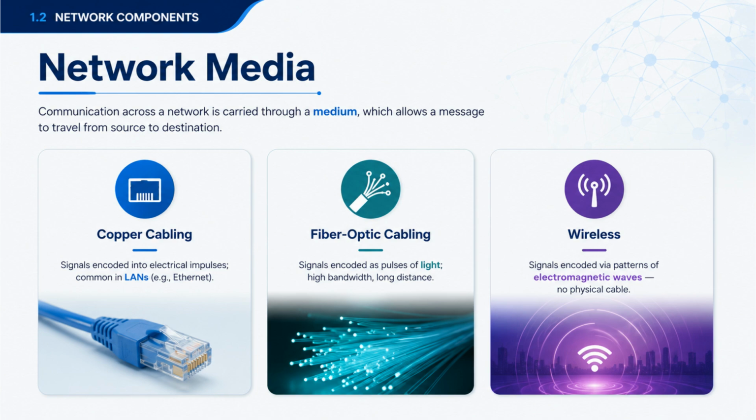Three media types carry the signal: copper, fiber, and wireless. Keep this at a conceptual level for now. We will get into cabling standards and connector types in a later module. For today, they just need to know copper carries electrical impulses, fiber carries light pulses, and wireless carries electromagnetic waves with no physical cable at all.